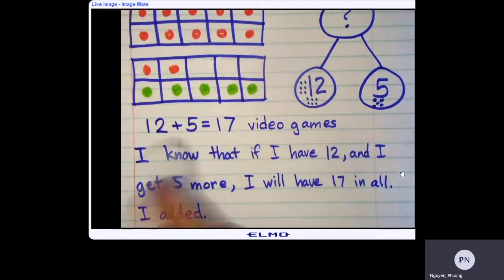All right, and this last part, parents, is just for your child to be able to explain what they're thinking. We're trying to have them be metacognitive. Like, can you explain what you're thinking? To think about your thinking.